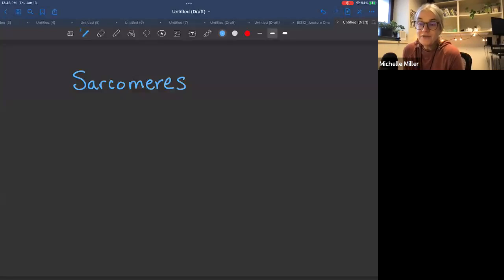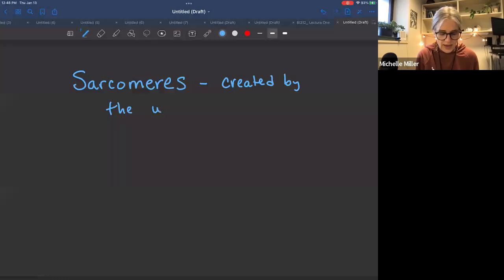The sarcomeres are found within the muscle fibrils, the myofibrils, and the myofibrils are found within the muscle fibers. So we're going down into smaller and smaller components of the individual muscle cells. The sarcomeres are formed by the arrangement of the actin and the myosin, the myofilaments. So these are created by the way actin and myosin are arranged.